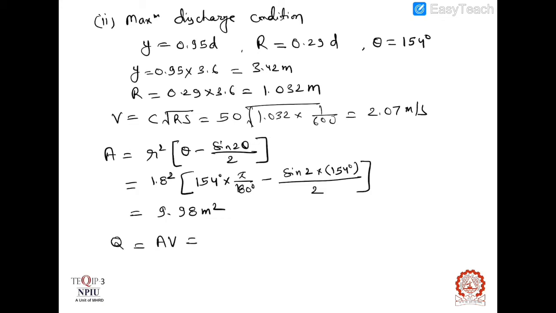Now we can find the flow rate. Q is equal to AV. Substitute the values of A and V here: 9.98 multiplied by 2.07. This will give you 20.66 meter cube per second flow rate. Okay. Now we have found velocity 2.07 meter per second and flow rate 20.66 meter cube per second for the maximum discharge condition.